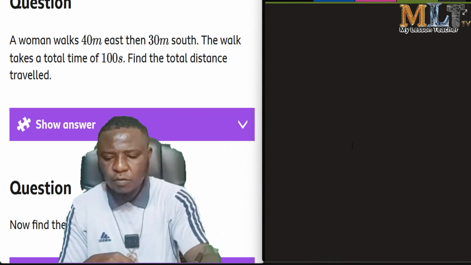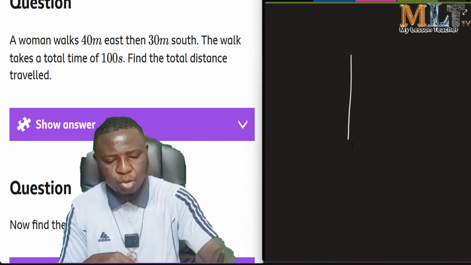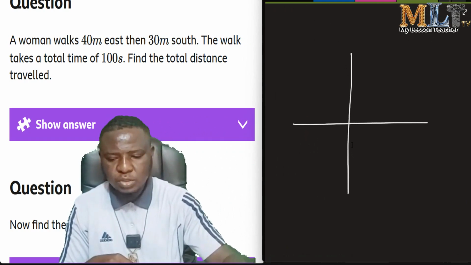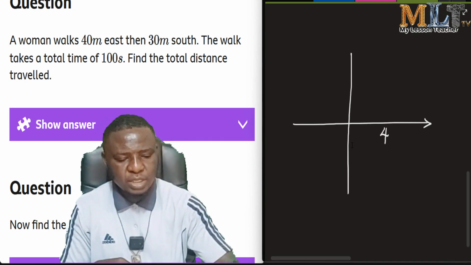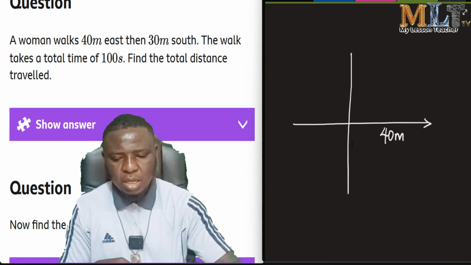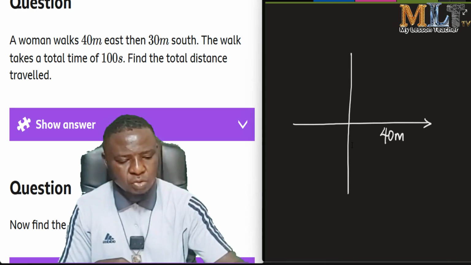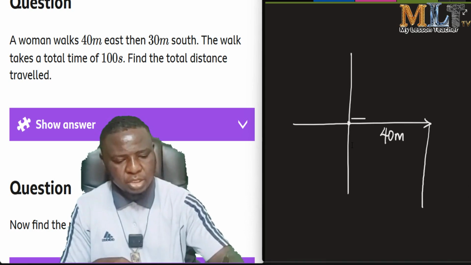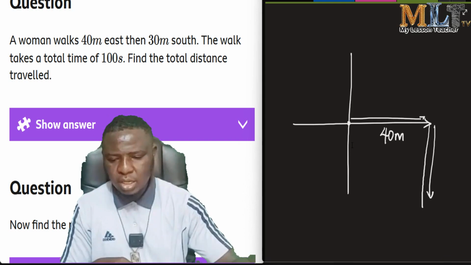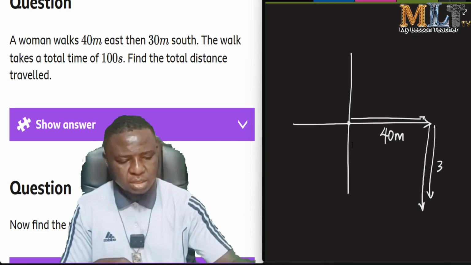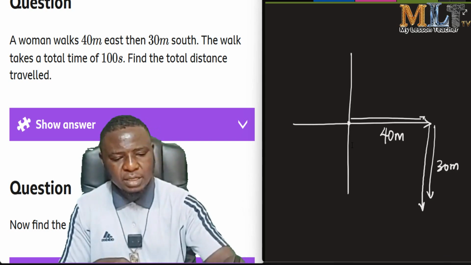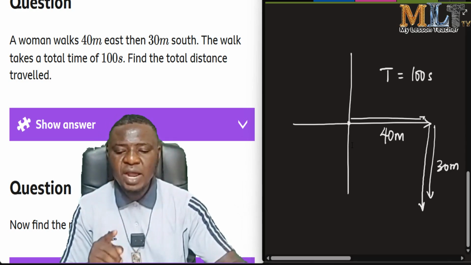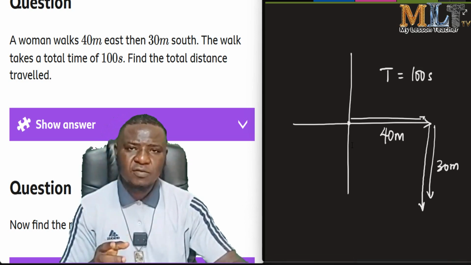A woman walks 40 meters due east. I'm going to draw the cardinal points. If a woman walks 40 meters due east, this way, that's 40 meters, and then 30 meters due south. So this is the origin. She started from here, went this way and then this way, 30 meters due south. And the total time taken, let me write it here: time is 100 seconds. The question says we should find the total distance traveled.